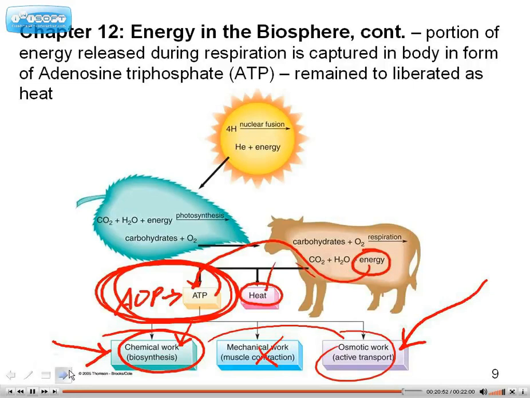So basically, ATP is a rechargeable battery, and ATP is used to power important biochemical processes, biosynthesis, and active transport when we get to it.